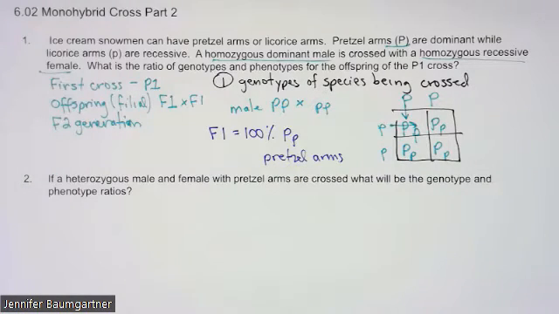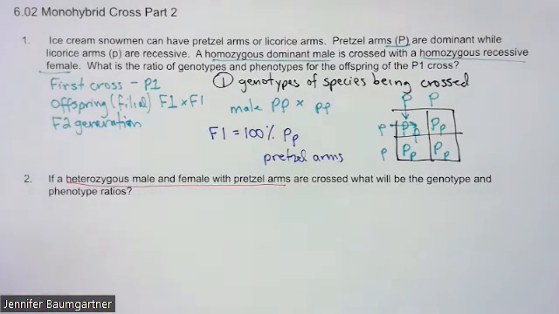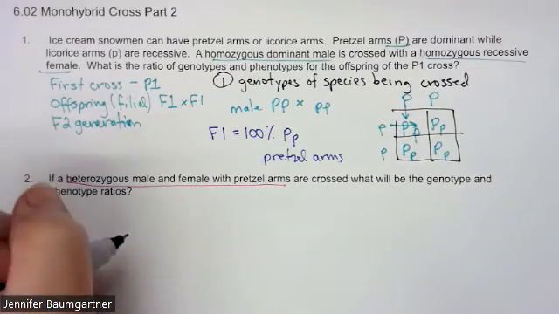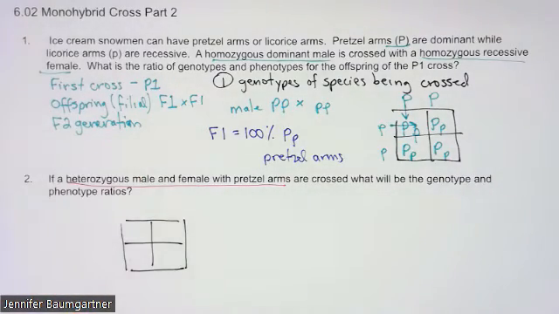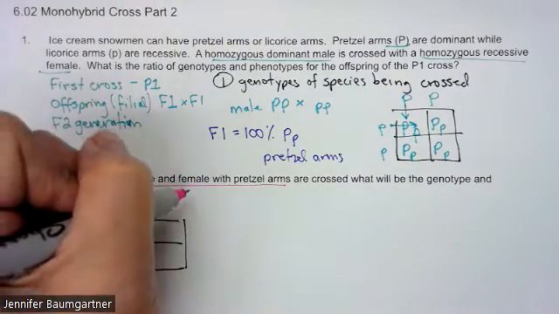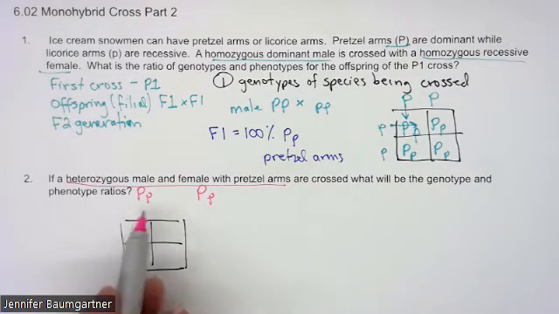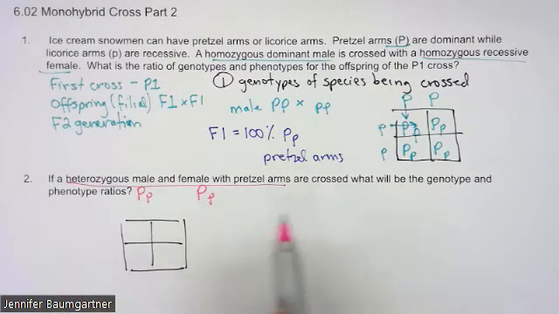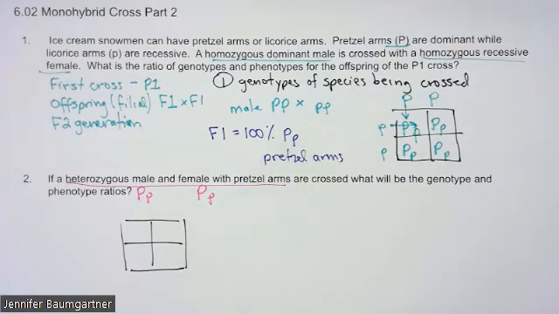Okay, what if I do this same cross, but I'm crossing a heterozygous male and female with pretzel arms? So I'm still doing one trait. I'm going to need a 2x2 box. And both mom and dad are going to be heterozygous. That means that dad is going to be capital P, lowercase p, and mom is going to be capital P, lowercase p. Remember, heterozygous means different. We have different alleles. Homozygous means we have the same alleles. And it can be dominant or it can be recessive.